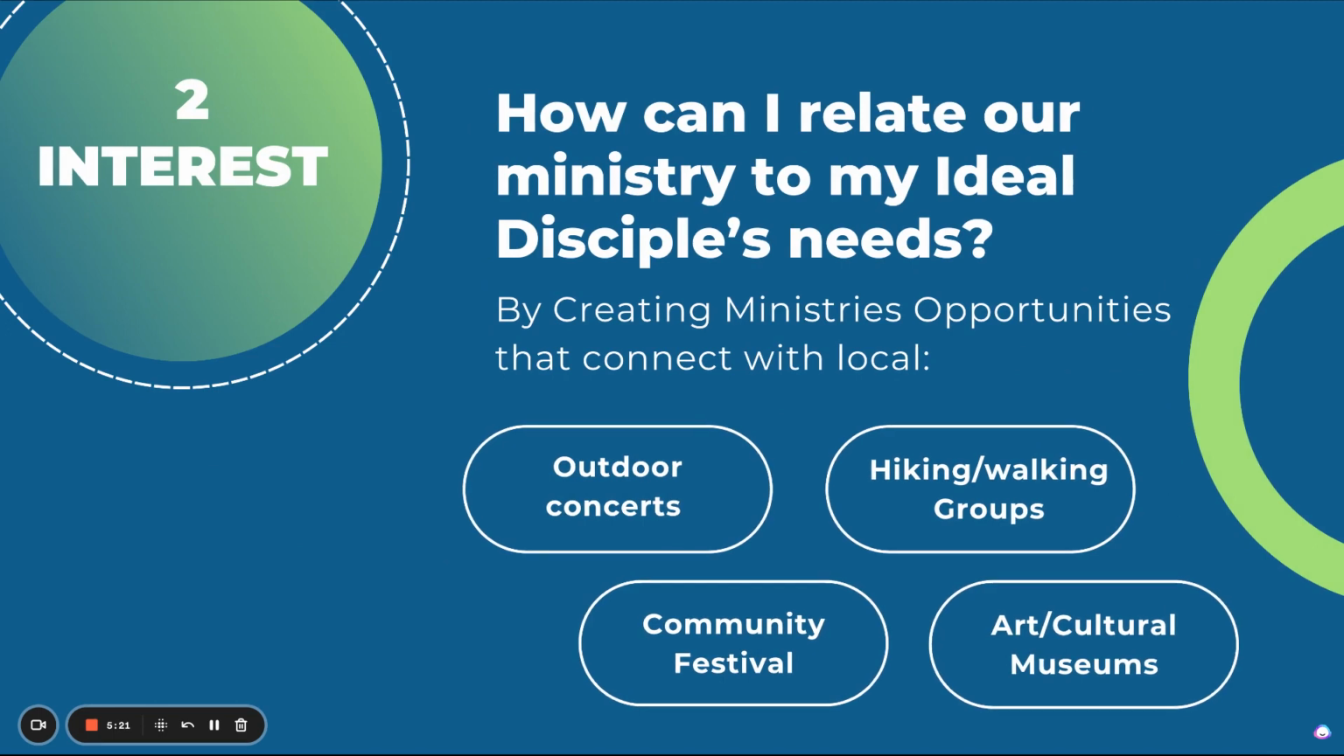The second question is, how can I relate our ministry to our ideal disciples' needs? So when we asked them certain questions, these were some of the things that they were interested in. So outdoor concerts, hiking, walking groups, community festival, art and cultural museum. So this was one example, but it could look very different depending on your context. And basically, we look at that and we use that for future possible ministries or partnerships with other organizations in the community. So that's where we use this information to connect with the ministry.